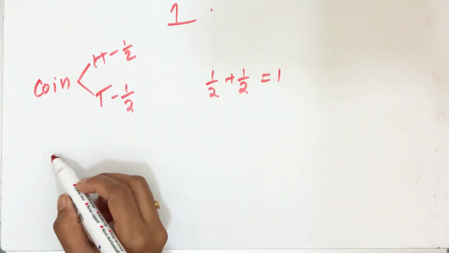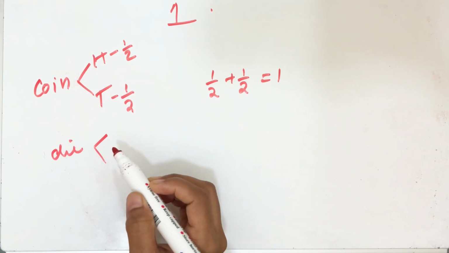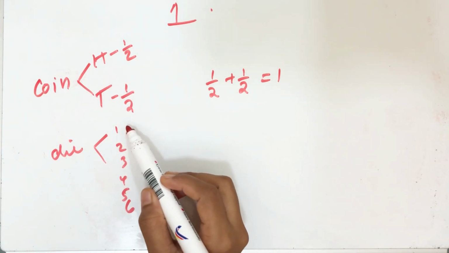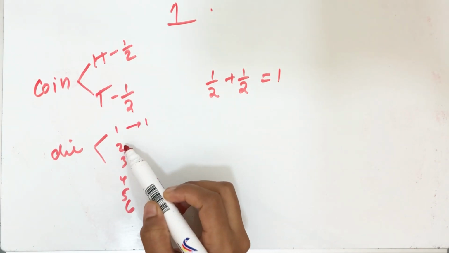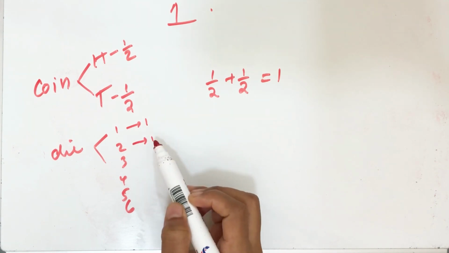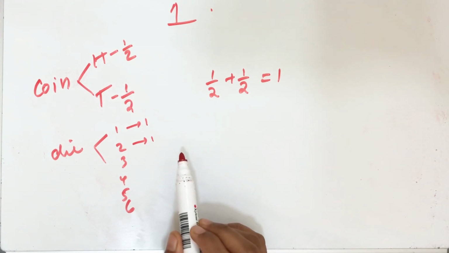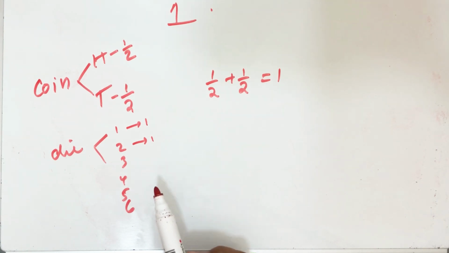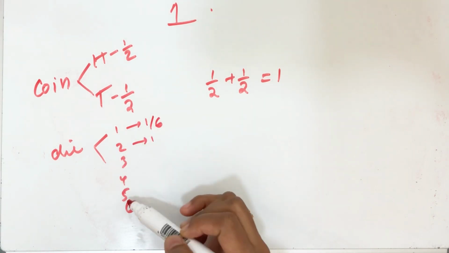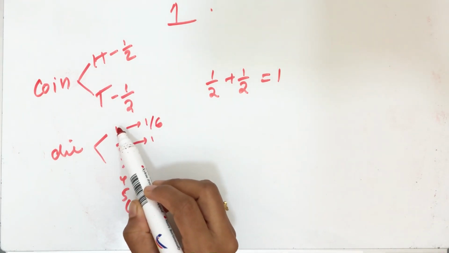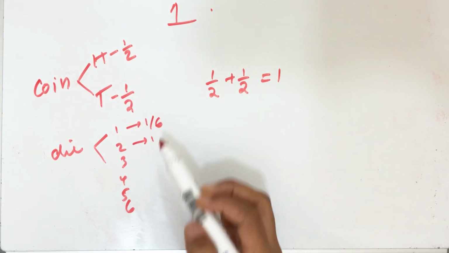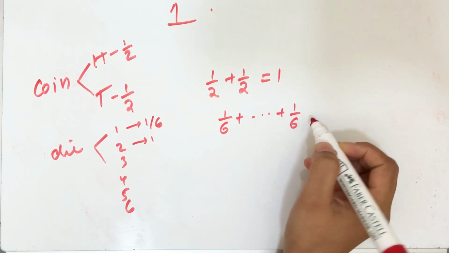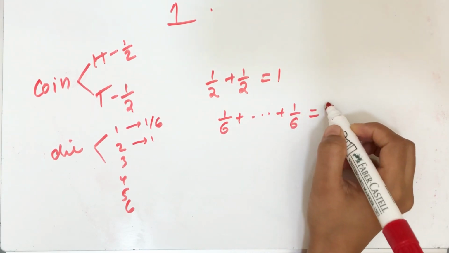In the experiment of throwing a die, we can see there are 6 possible outcomes: 1, 2, 3, 4, 5, 6. The event of getting 1 has only one outcome, that is 1. The event of getting 2 also has one outcome. So these are all elementary events. If we consider all the elementary events, then the sum is equal to 1. Here the probability is 1 by 6. Total 6 outcomes, and the number of outcomes in the event of getting 1 is 1. So 1 by 6. Like that, here all are 1 by 6. Adding 1 by 6 six times, the sum is 1.